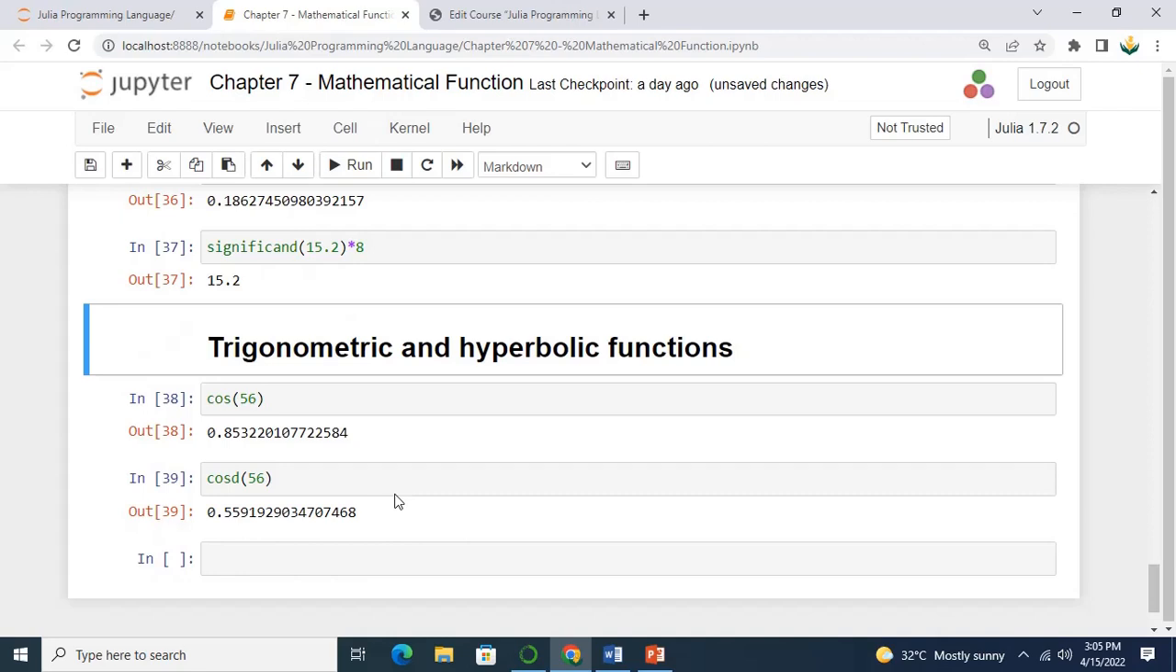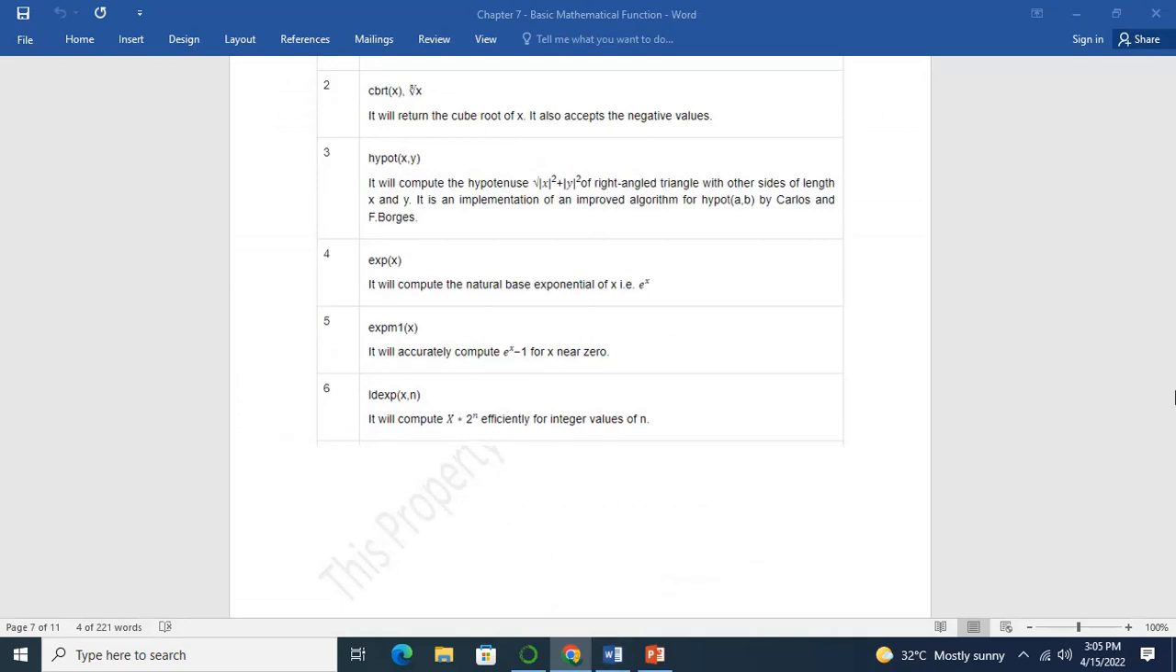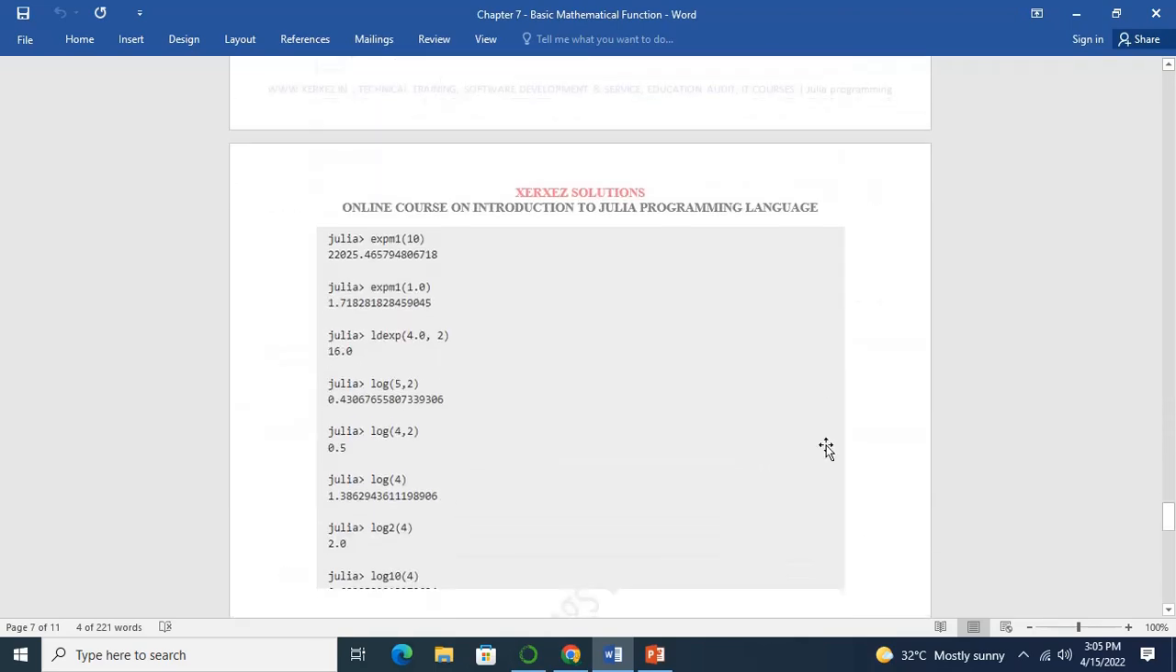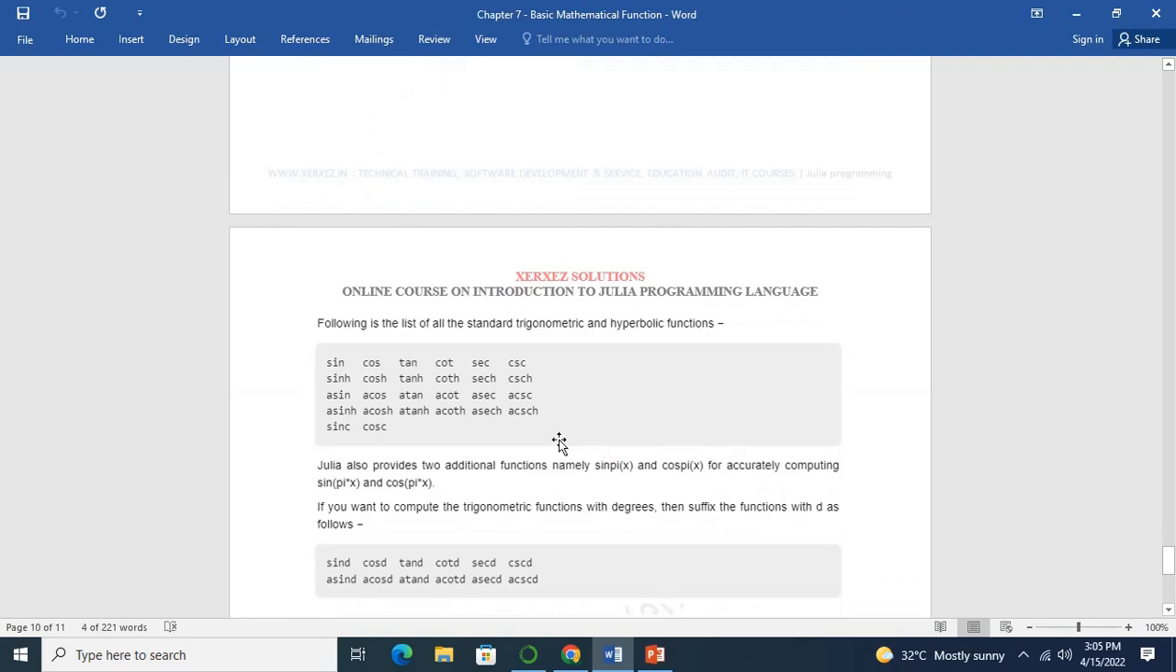Similarly, one more interesting point as far as the Julia programming language is concerned is that it even supports trigonometric functions, algebraic as well as trigonometric. Differentiation and integration are made very easy here when you compare this with the Python programming language. Let us discuss the list of trigonometric functions supported by Julia: sin, cos, tan, cot, then sinh, cosh, tanh. All these trigonometric functions are supported by the Julia programming language.